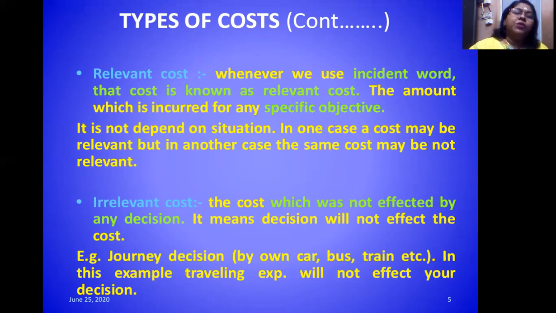At the same time, a rich man, who needs only comfort and needs to be very feasible during his traveling, could not consider these traveling expenses. As per him, these traveling expenses are irrelevant costs. So this is another type of cost as per relevance.